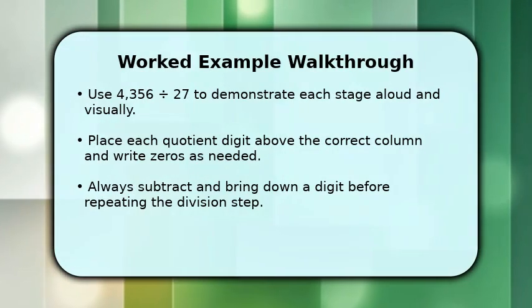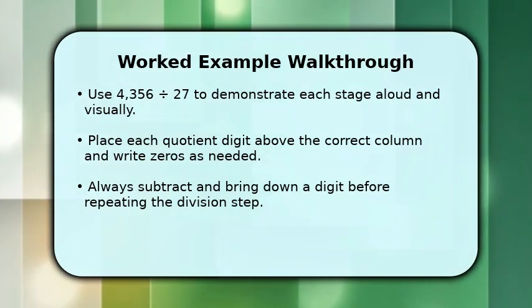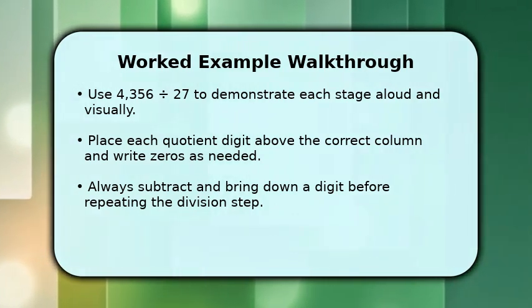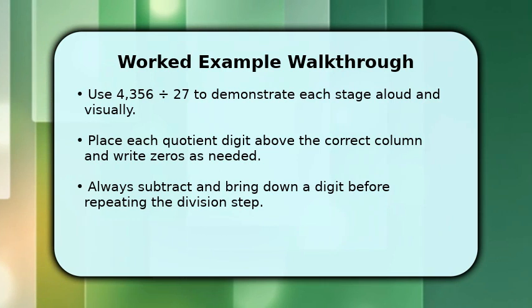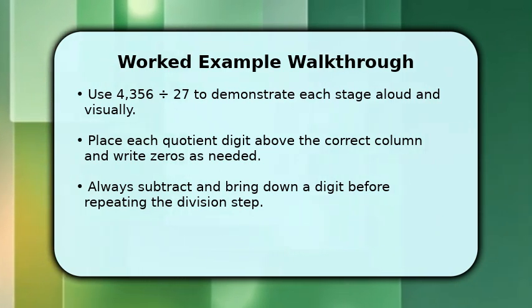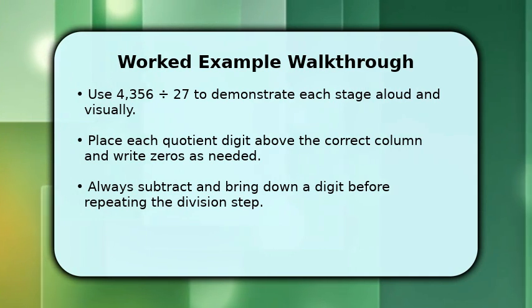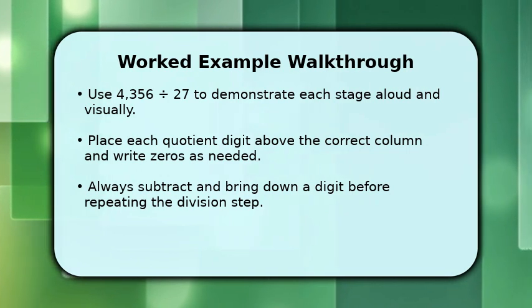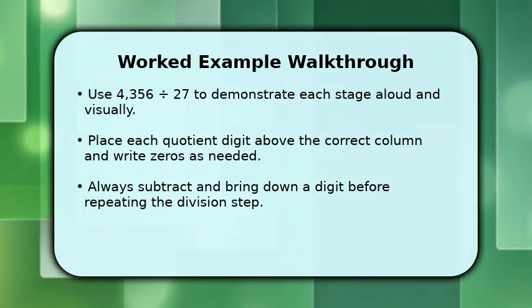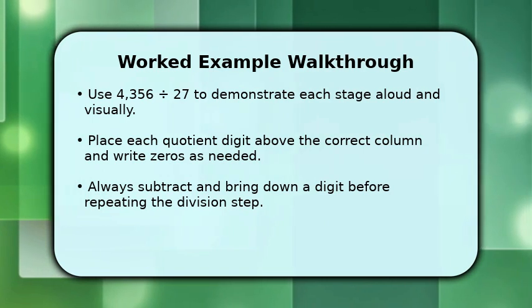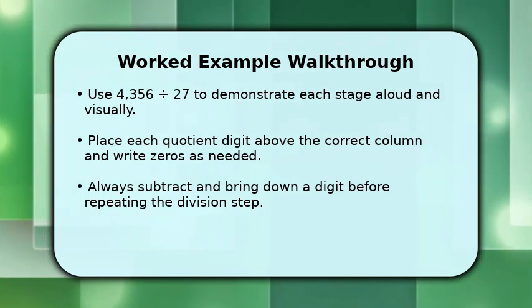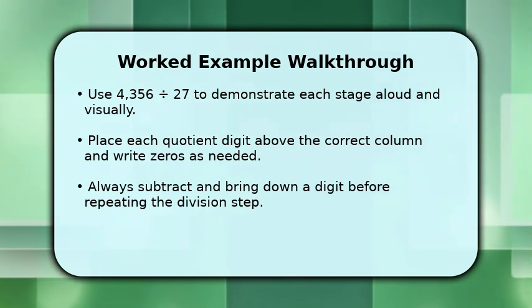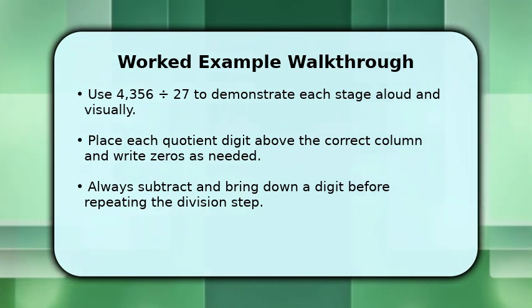Start with a clear example using 356 divided by 27 to show each step aloud and visually. Identify how many times 27 fits into 43, place 1 in the quotient, subtract 27 to get 16, bring down 5 to make 165, divide 165 by 27 to get 6, multiply 6 by 27 equals 162, subtract to get remainder 3, bring down 6, continue until complete, and state final quotient and remainder clearly for confirmation.